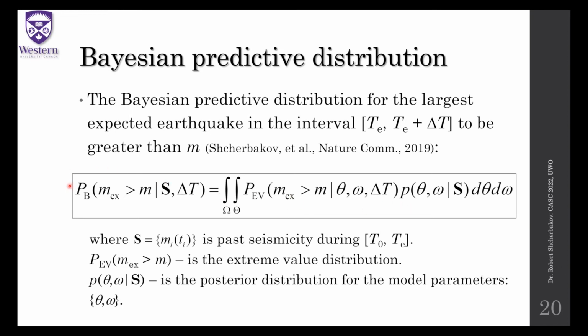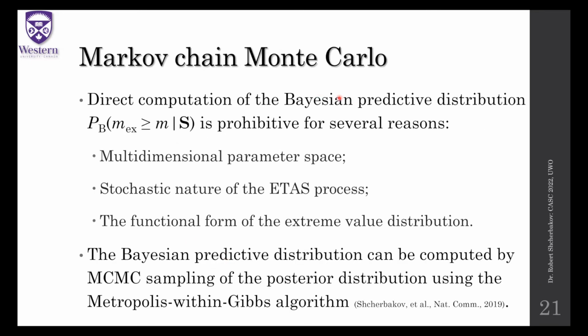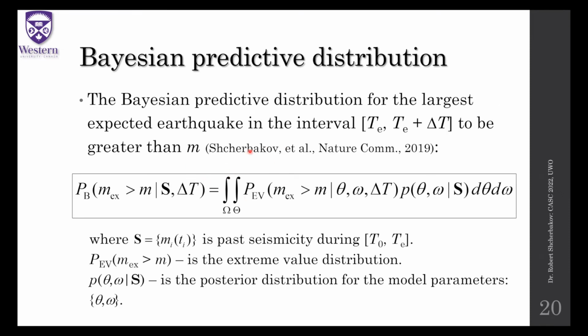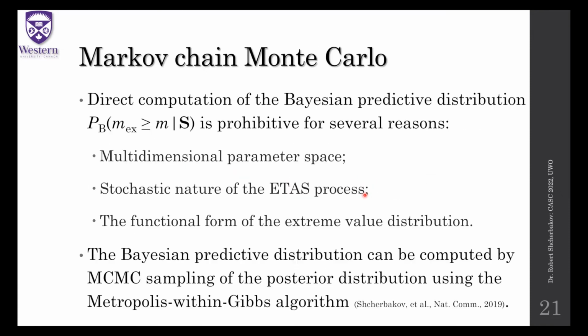And we computed this Bayesian predictive distribution, which gives the probability of having those extreme earthquakes above a certain magnitude, given the past seismicity rate and also specifying the future time interval. Of course, computation of that Bayesian predictive distribution is not so simple, because it's a multidimensional parameter space. In this particular case, it has six parameters, so the integrals are six dimensional, which means computing them is not trivial.